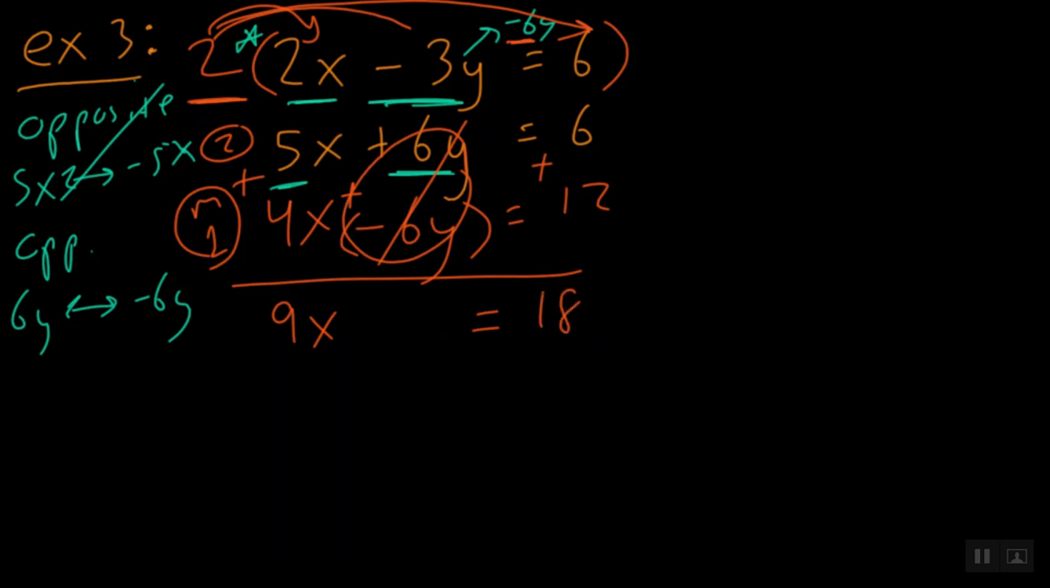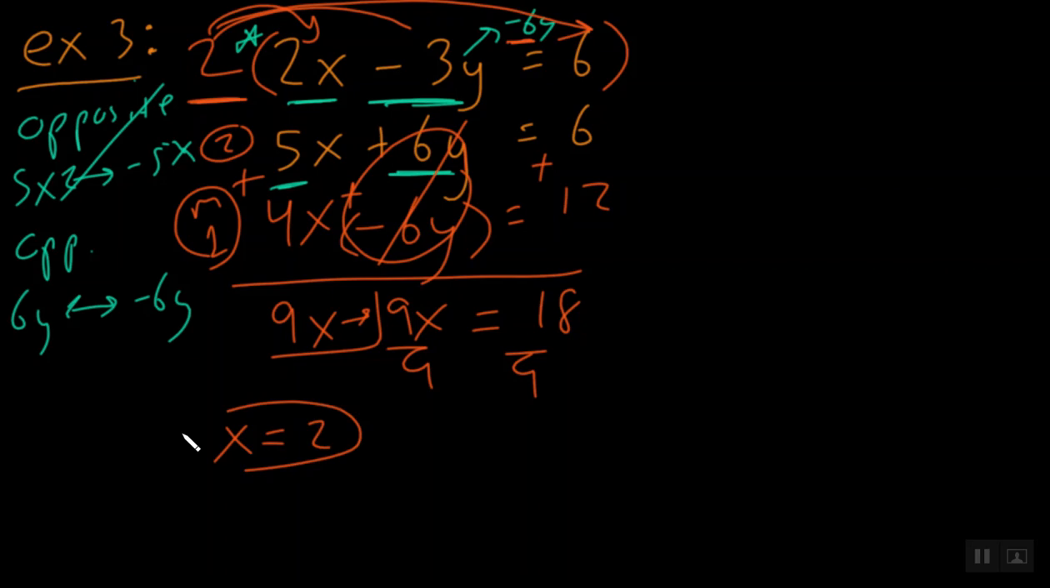Notice when my y's canceled out, I know that I did this problem correctly. Okay, here we have 9x equals 18. Let me just move this over a little bit closer. So, I have 9x equals 18. I divide both sides by 9. And, of course, x equals 2. All right, so x equals 2.